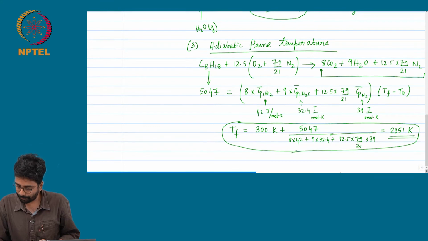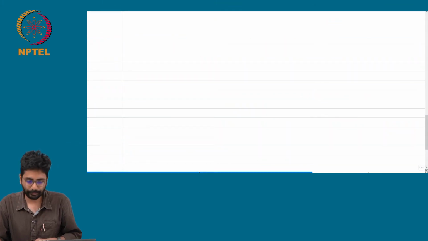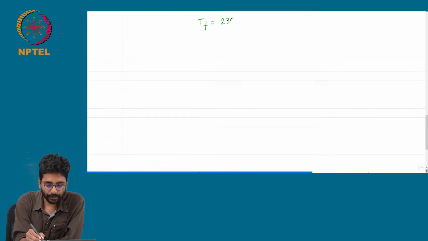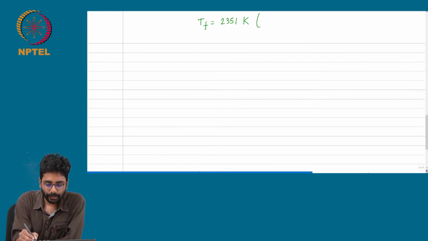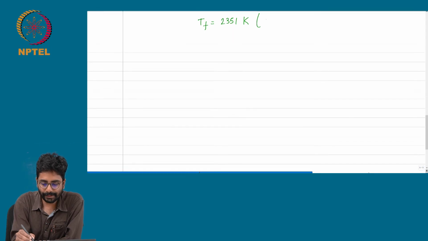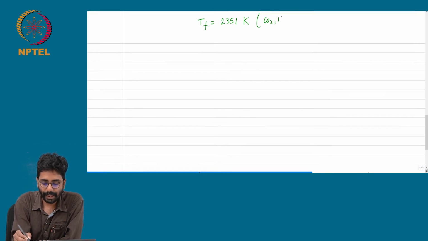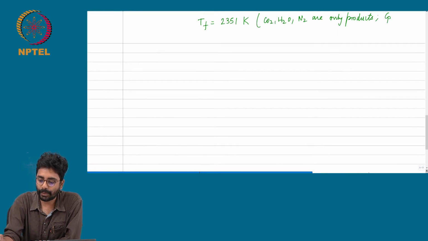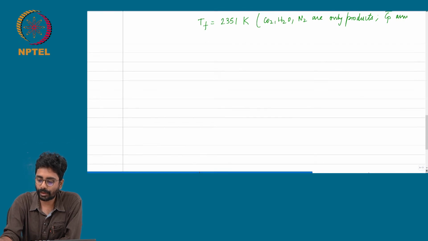Remember this value. Tf is 2351. Assumptions are CO2, H2O and N2 are the only products, and Cp bar assumed constant.